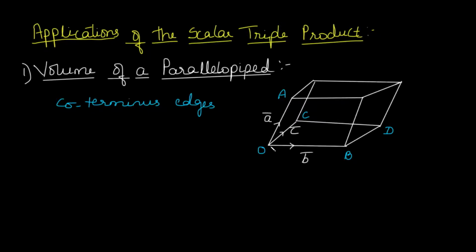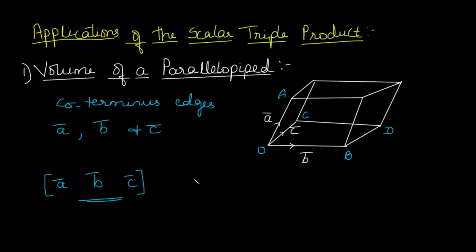That means the edges of the parallelepiped have the same vertex. Say OA, OB and OC are the coterminous edges of this particular parallelepiped. So the volume of a parallelepiped with coterminous edges given by the vectors A bar, B bar and C bar, these are the vectors along the coterminous edges, is given simply as box A, B, C.